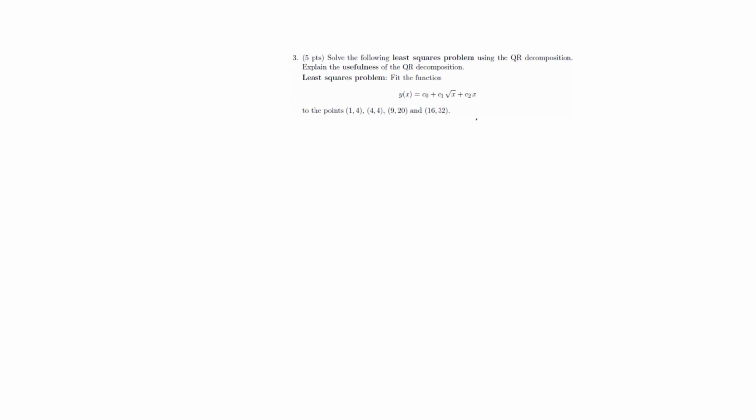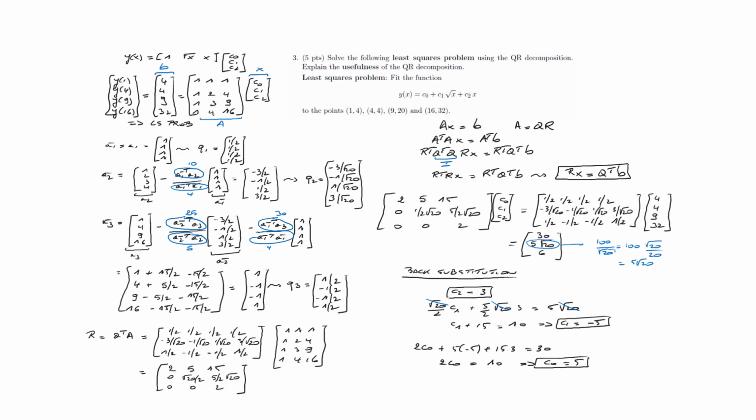Well, let us now have a look at question 4. We need to solve a least squares problem using the QR decomposition. We have to explain the usefulness of this QR decomposition in this particular least squares problem. So what you have to do is to fit the function that is given to 4 points that you can see on the screen. As usual, try to do the exercise by yourself and push the pause button.